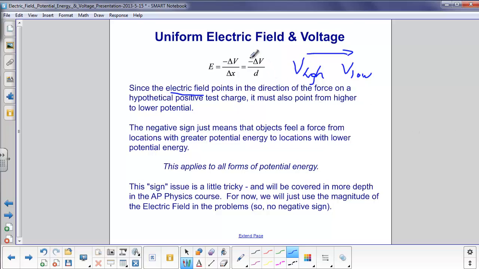Now the sign here, it's a little tricky. We're not going to worry about it now. That'll be covered in more depth in the AP Physics course. For now, all the problems that we use, we're just going to ask for a magnitude of the electric field or magnitude of the voltage, and not worry about whether it's positive or minus.